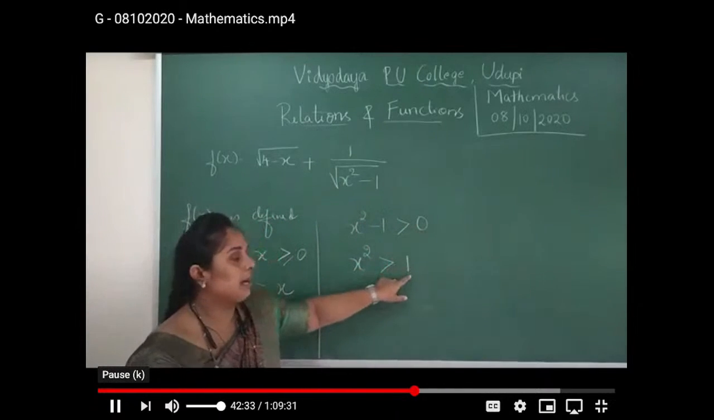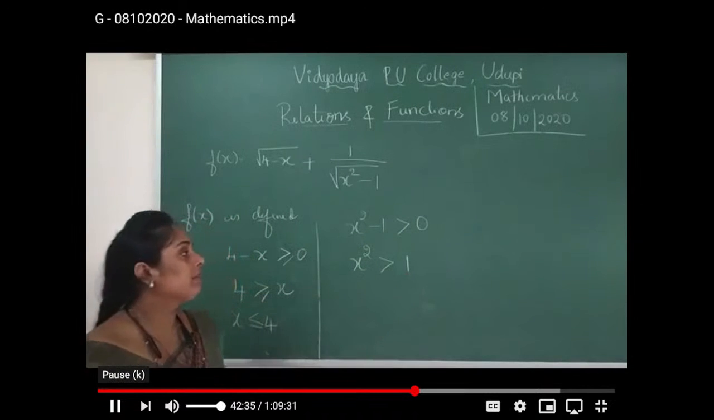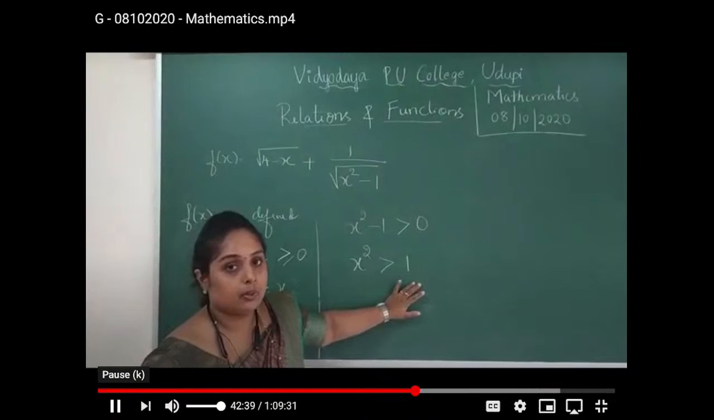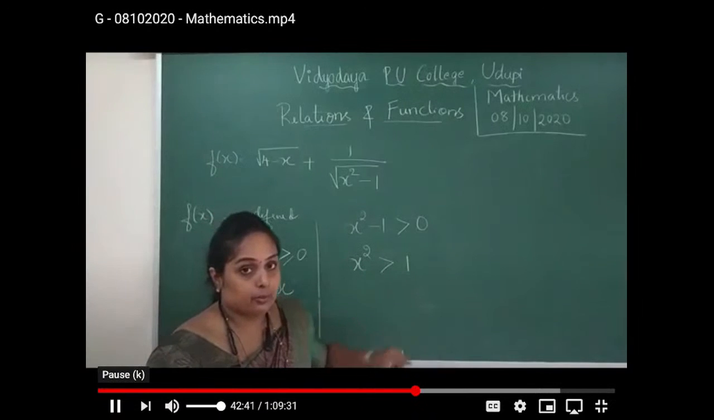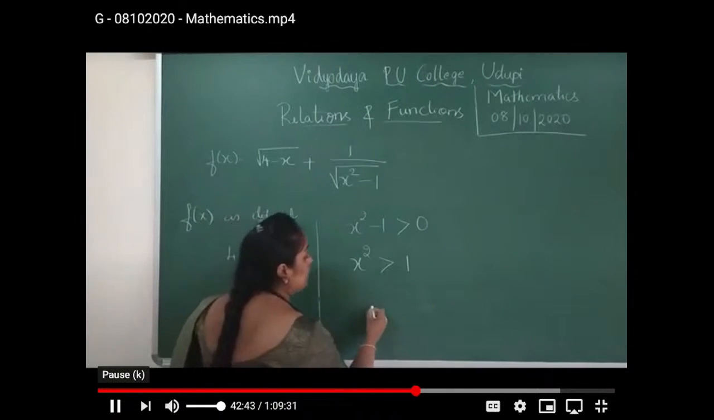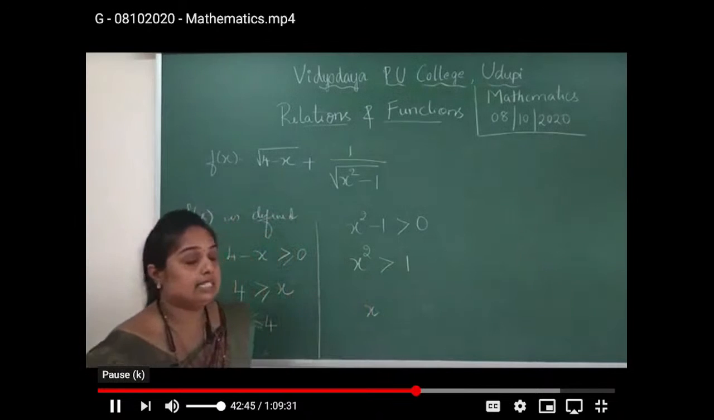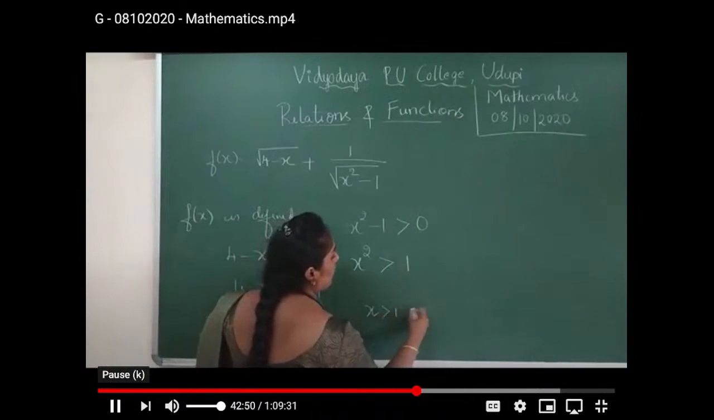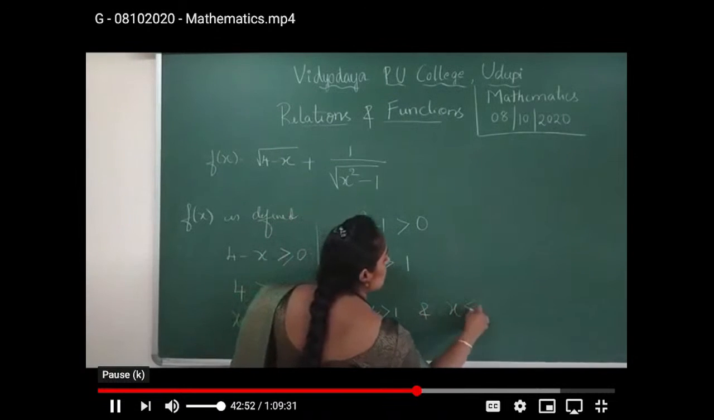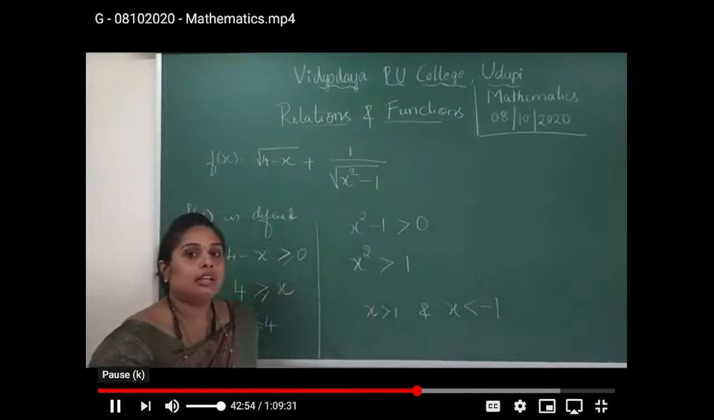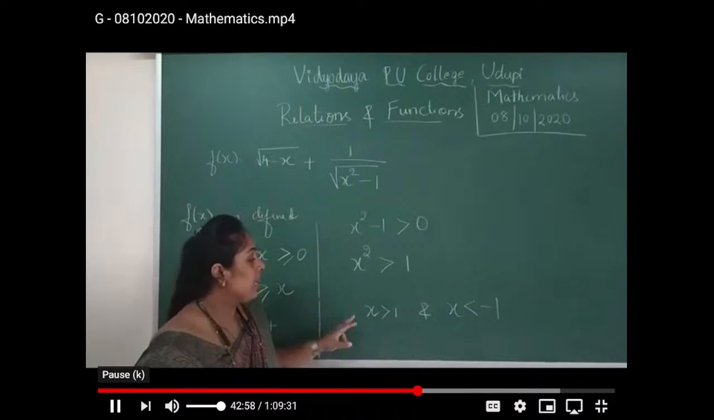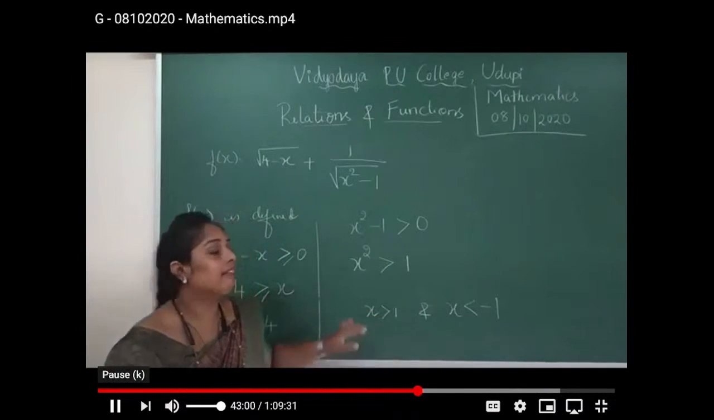That minus 1, if I shift it here, it becomes 1. Okay. Now look here. x square is greater than 1. So can I tell x is greater than 1 and x is less than minus 1? If x square is greater than 1, what does it mean? x should be greater than 1.